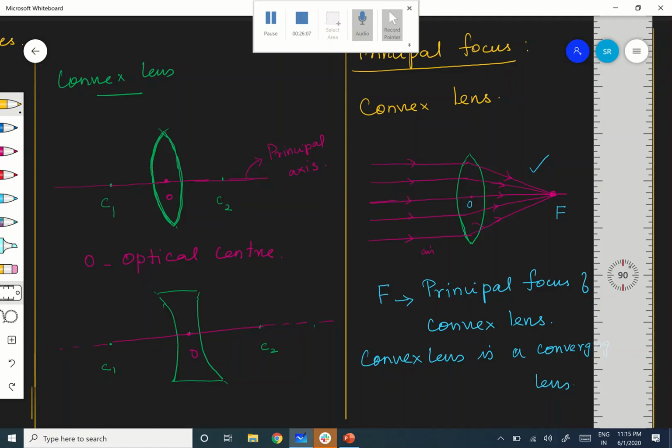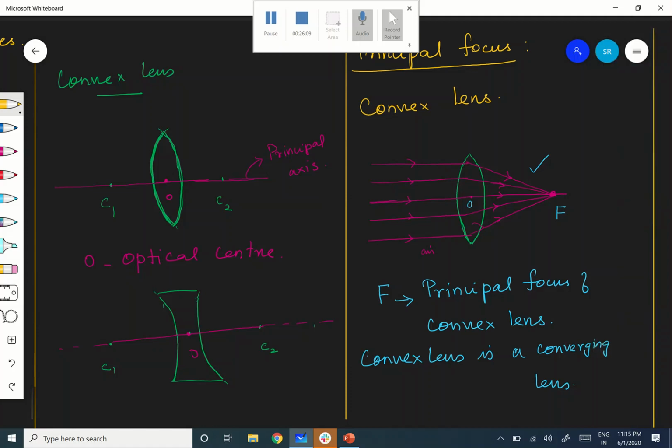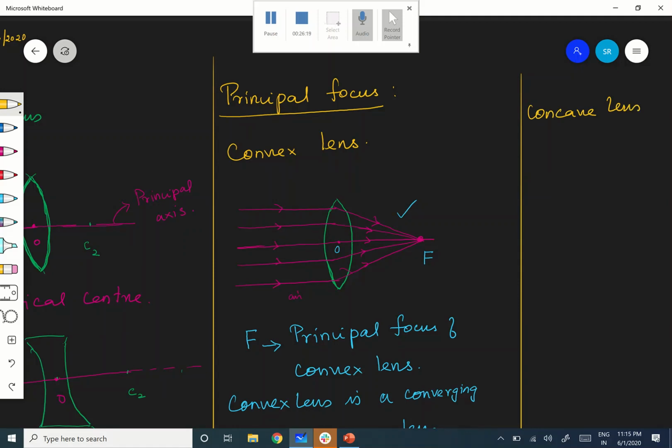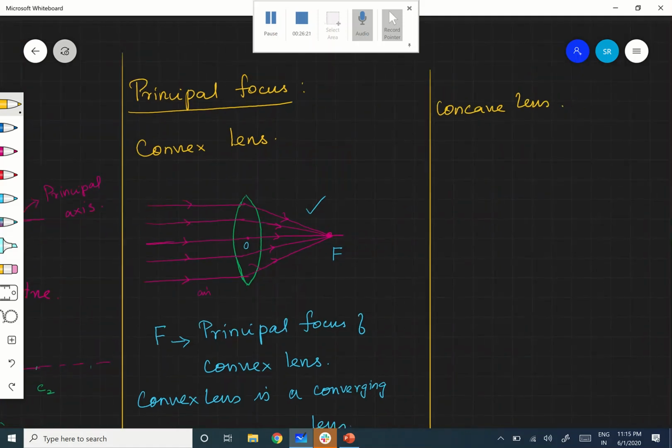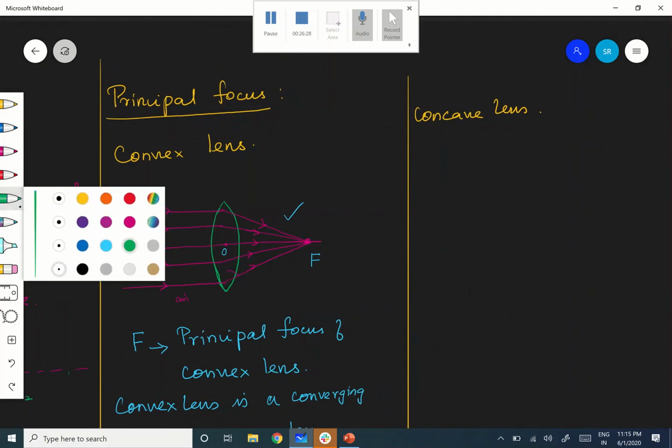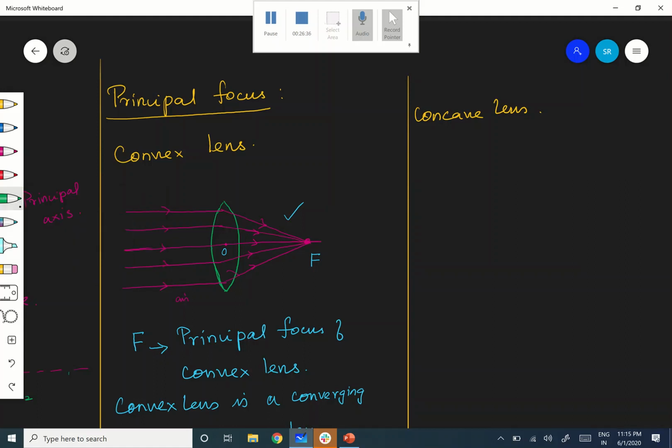Okay. So now we are going to look at the principal focus of a concave lens. Okay. So how do you first draw a concave lens? You draw a concave lens. Yeah. This is a concave lens.